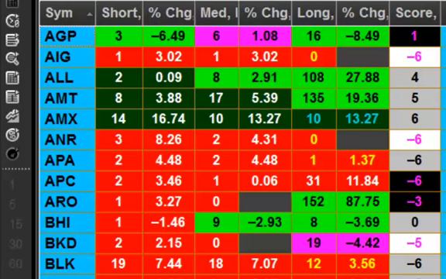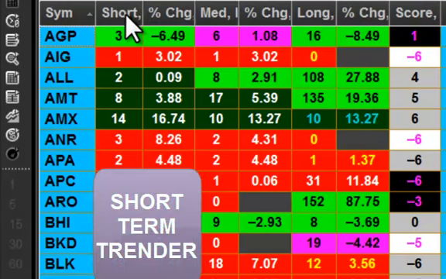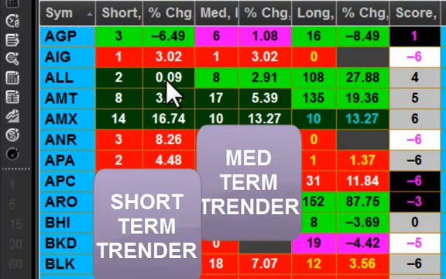I will explain those to you here. Basically, we are looking at the number of bars ago that each of the three trenders of the triple trender flipped from long to short or short to long. So the numbers in the first column, which is short, tell you how many bars ago the short-term trender flipped. And in the second column, we can see how much price has changed since the flip of the short-term trender.